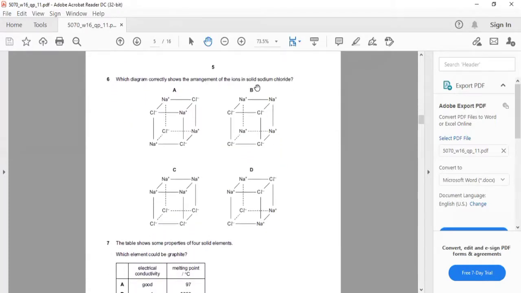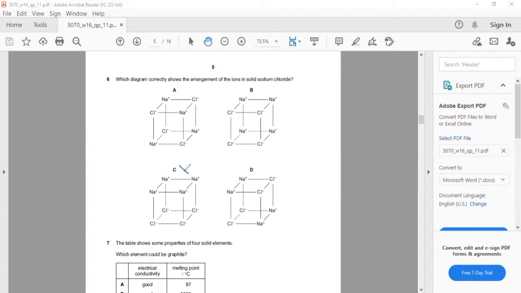Okay, this is about the ionic lattice of sodium chloride. So I think it's very simple. Diagonally, you should have the same ions.